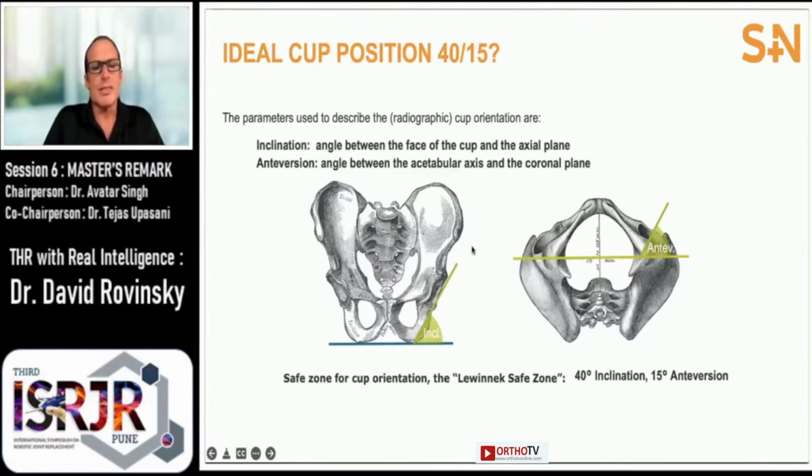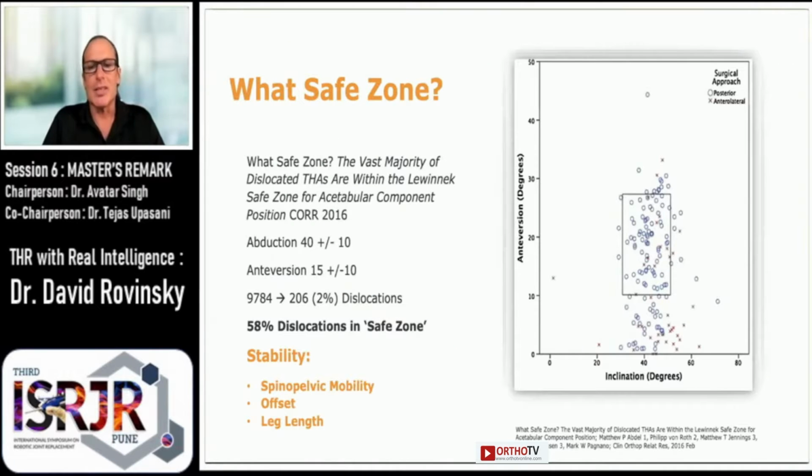So the question is, for every patient, is the ideal cup position 40 and 15, 40 degrees of inclination and 15 degrees of anteversion? And probably not. There are plenty of papers like this that show that even if you're in the center of the Lewinnek zone, you can have up to 60% of your dislocations with the cup in this position.